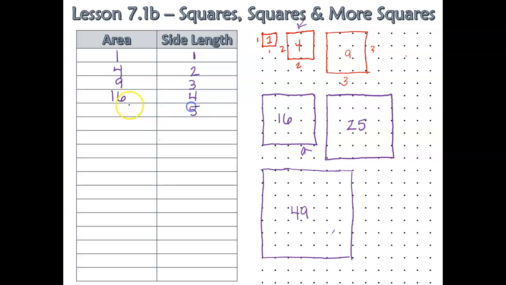If you have a side length of 5, your area is 25, and I know that you don't have all these spaces, but you could just keep going. A side length of 6 gives 36, 7 gives 49, 8 gives 64, 9 gives 81, and 10 gives 100. So the relationship between the side length and the area of a square is you take the side and multiply it by itself, which is squaring it.